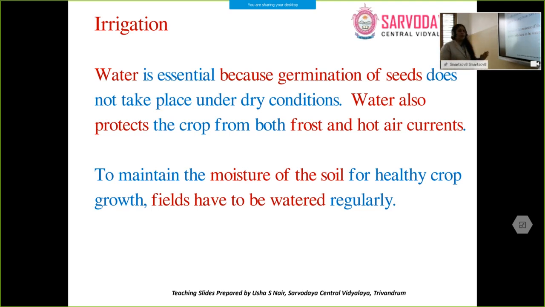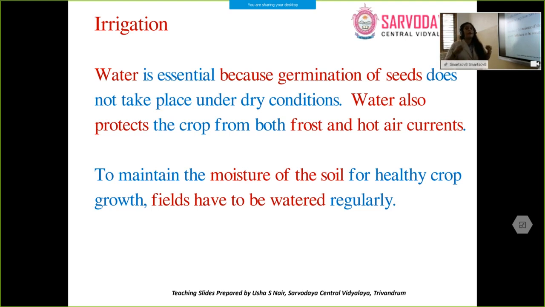Sowing is over. Adding manure and fertilizer is over. Now next we have irrigation. From the word itself, you know that it is watering of plants. Why is water essential? Water is essential because germination of seed does not take place under dry condition. If the soil is dry, do you think we'll have the crop of the plant that we want? No, we have to water it.